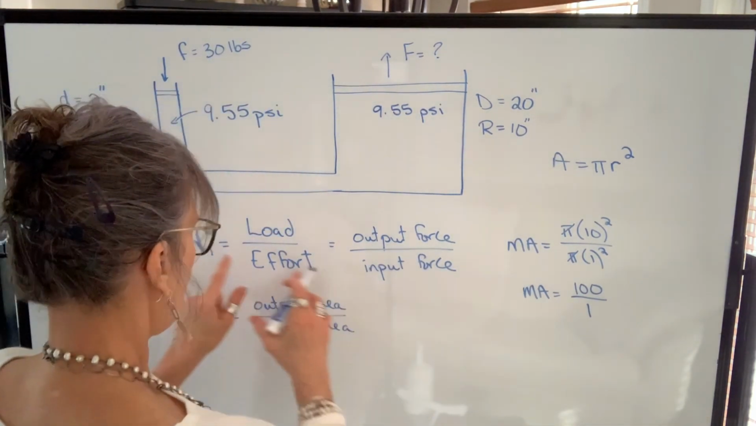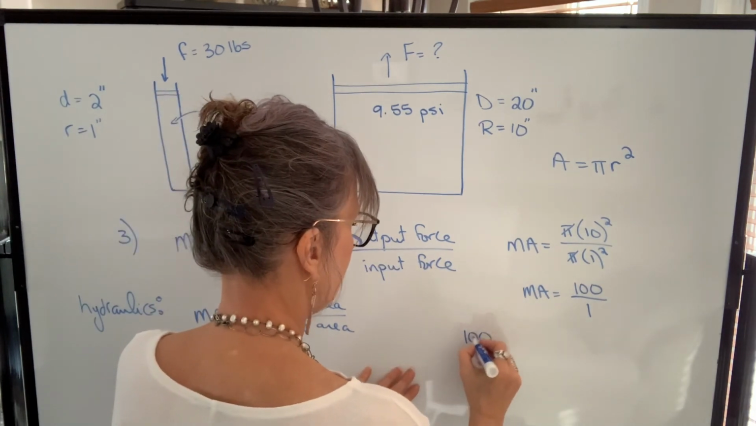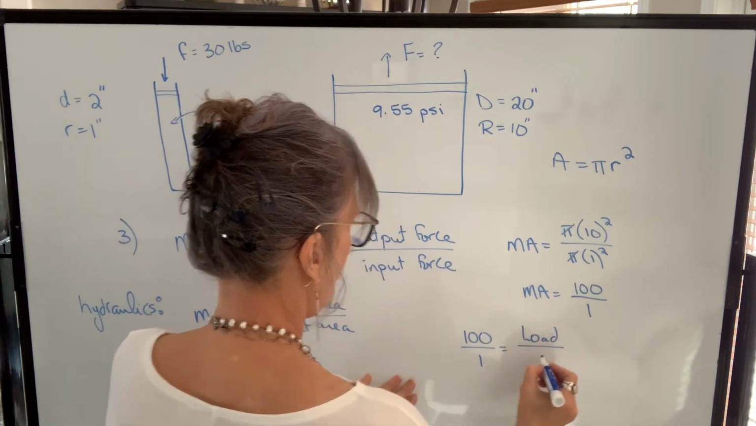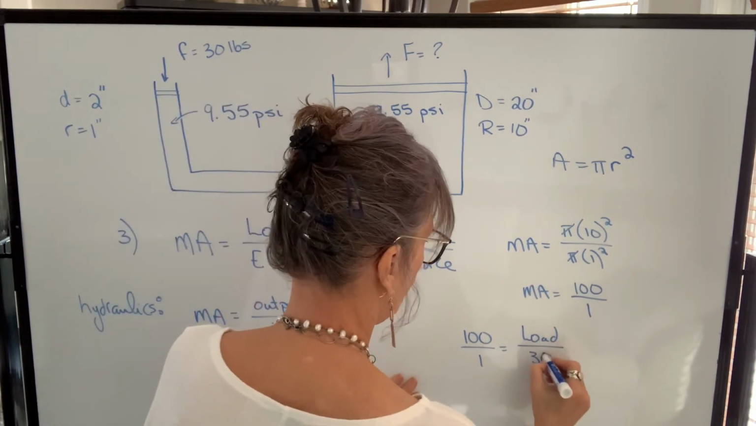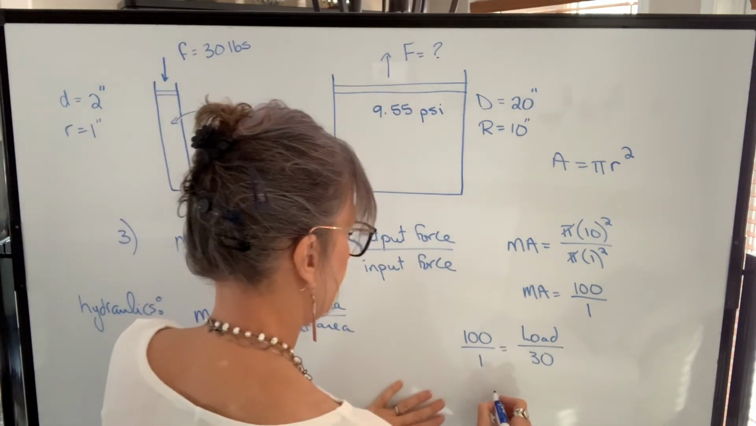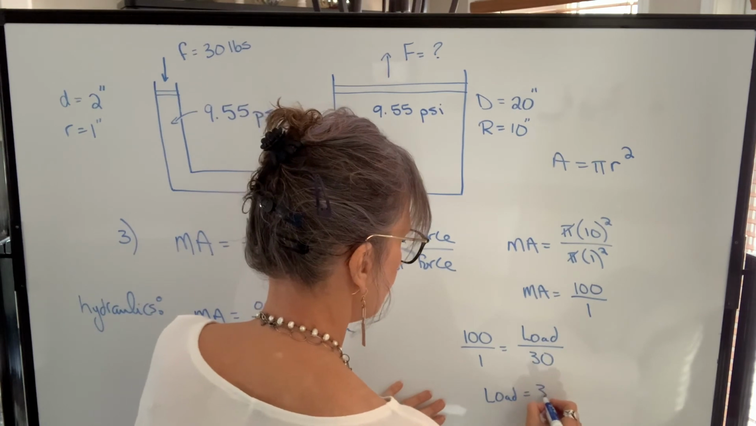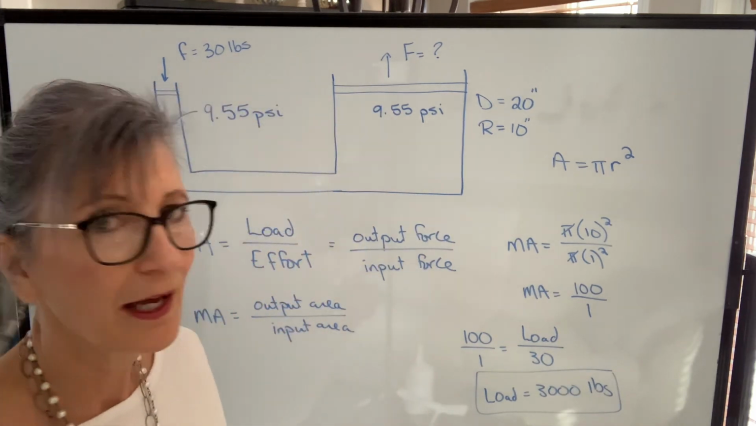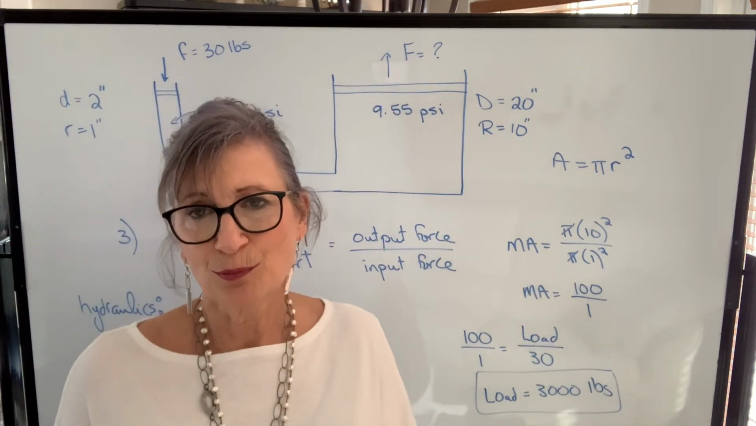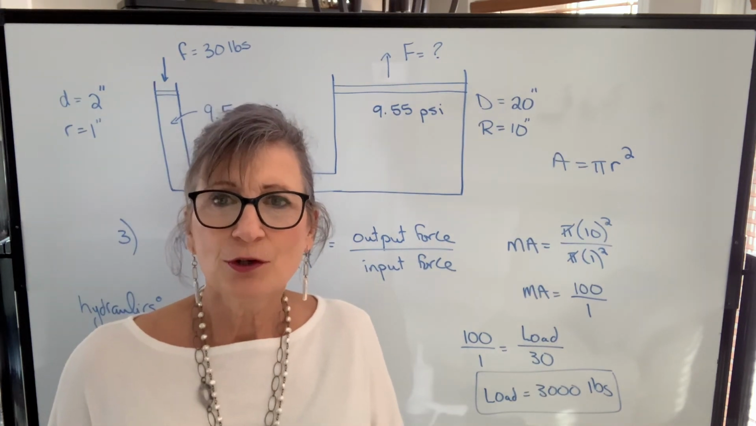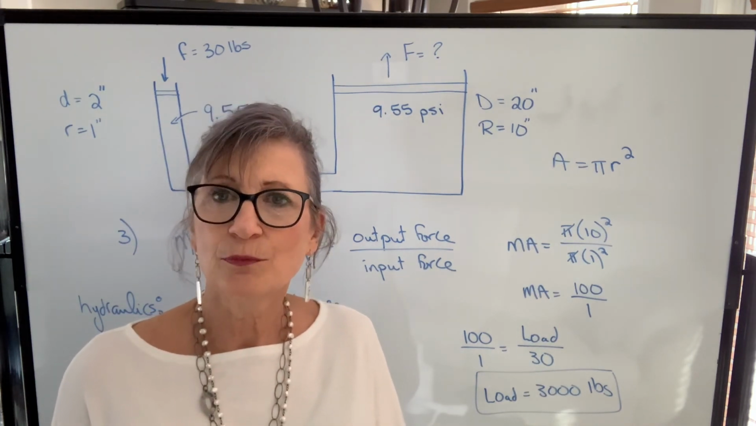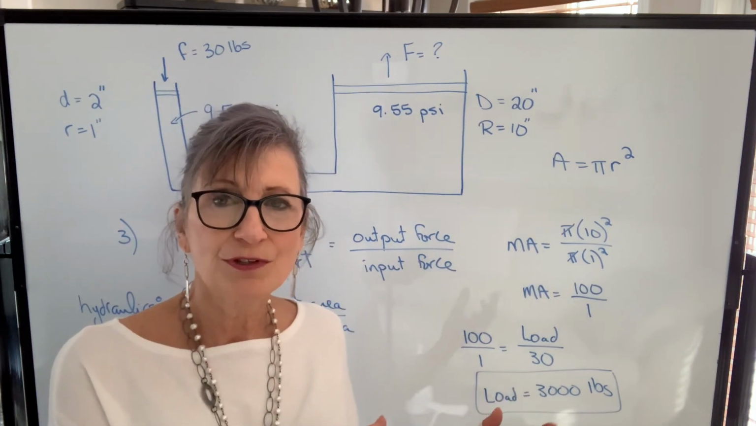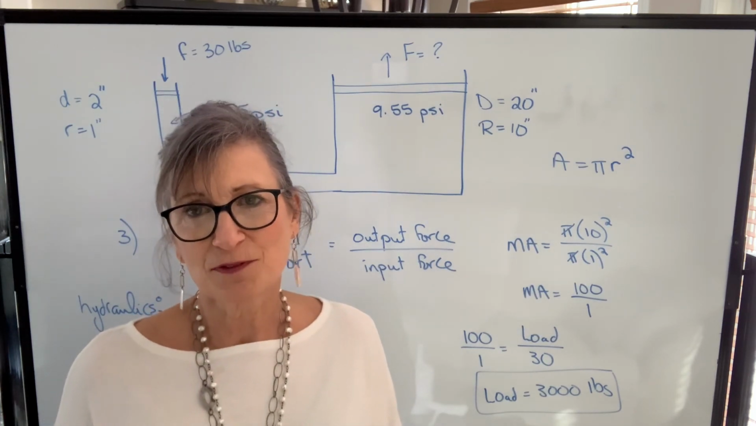So I set up my definition. Mechanical advantage 100 to 1 equals the load, which is the output force, over the effort, which is 30 pounds. I cross multiply and you can see that the load or the output force is 3,000 pounds. Again, I get the same result, just a different approach. When you're doing hydraulic questions, you might see questions that ask for pressure, they might ask for mechanical advantage, they might ask for one of the forces. So understanding all of these three methods should have you covered for all of those types of questions.